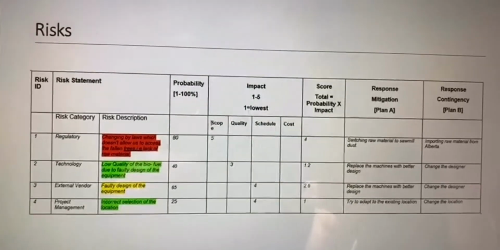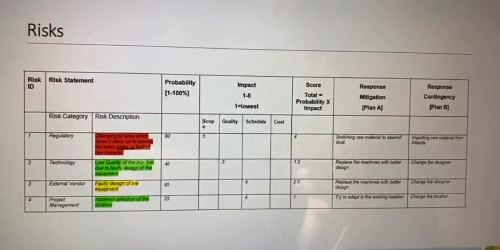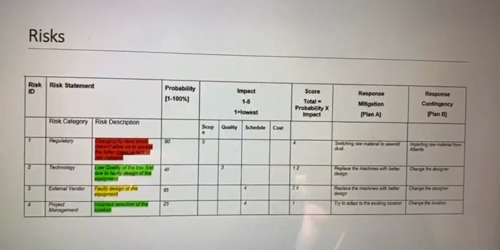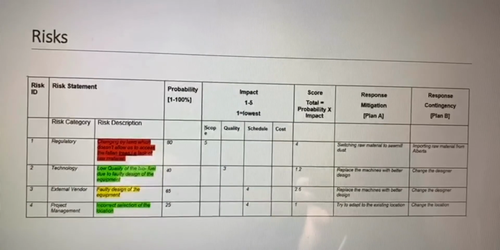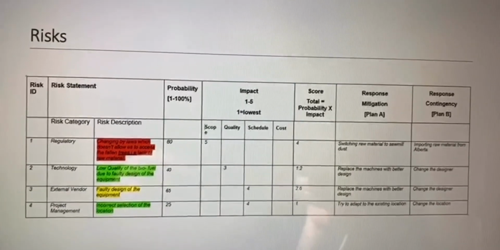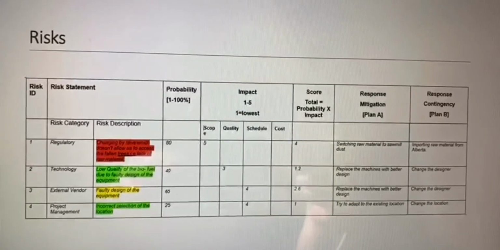Our yellow colored, less critical risk is faulty design of the equipment, and the least critical are low quality of the end product and incorrect selection of the location. Our contingency plans are also identified to mitigate these problems.